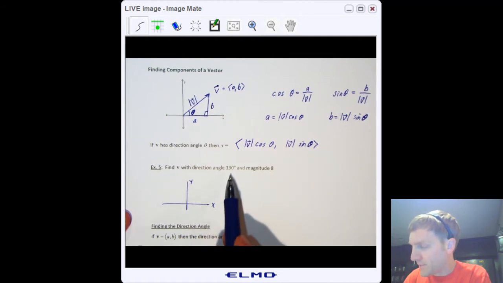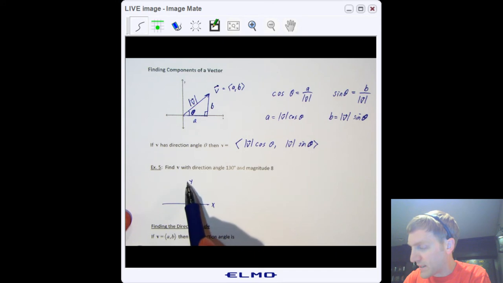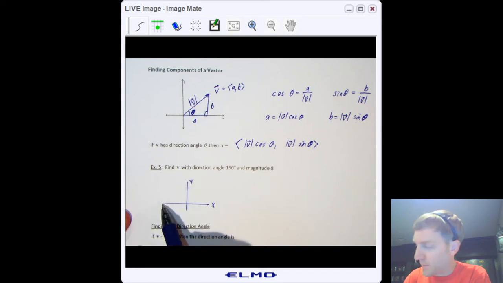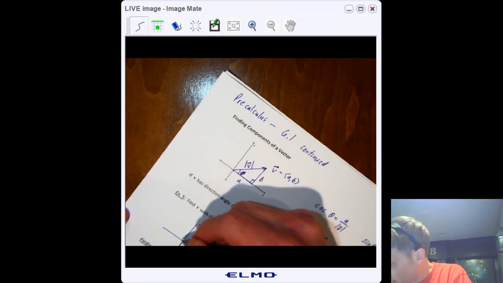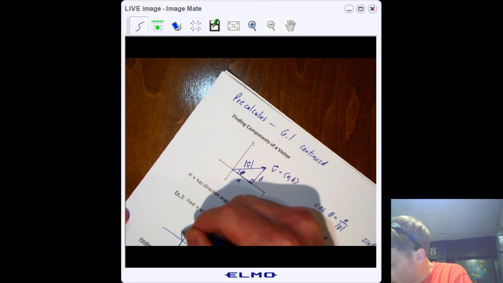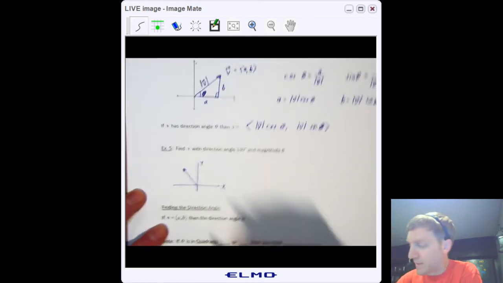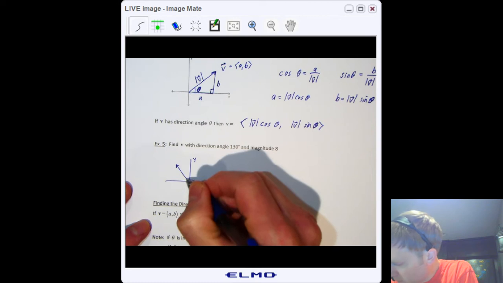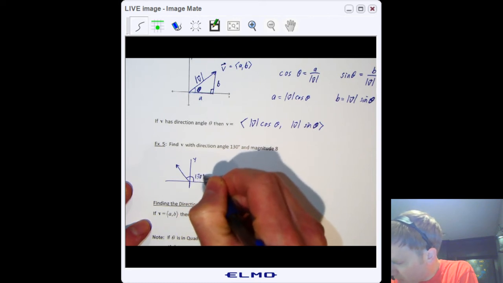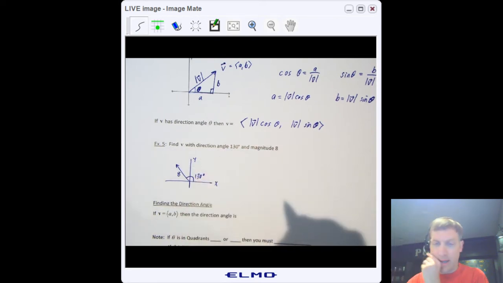So let's draw 130 degrees. Well, this is 90, and this is 180. So 130 is going to be right here, a little bit closer to 90 than 180, but not much. So that angle is 130, and the magnitude is 8.